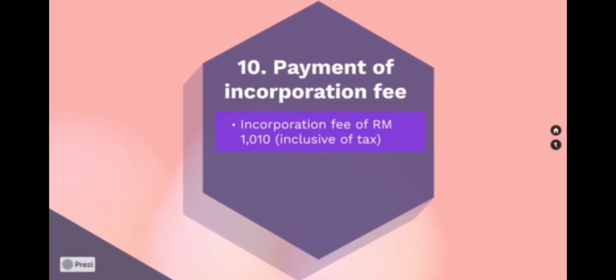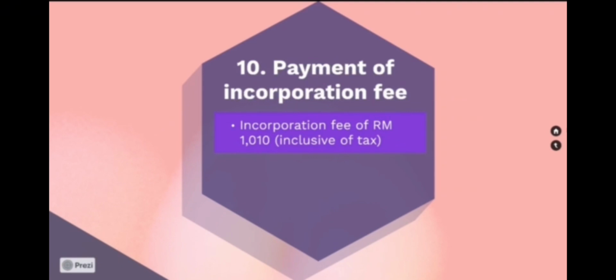The last step, which is step number 10, is the payment of incorporation fee. You need to pay the incorporation fee of 1,010 ringgit, inclusive of tax, and get a transaction receipt.